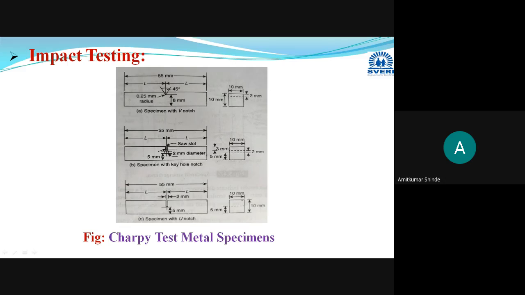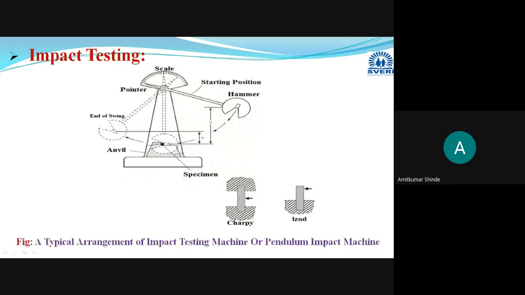Okay, then we will start the actual test, how the test is conducted. Now, this is the arrangement for this test. This is the impact testing machine, or in some books it is also termed a pendulum impact machine. The pendulum consists of a hammer, and it is also known as a pendulum. First you have to draw this diagram, and after drawing it, you have to mention the constructional details.